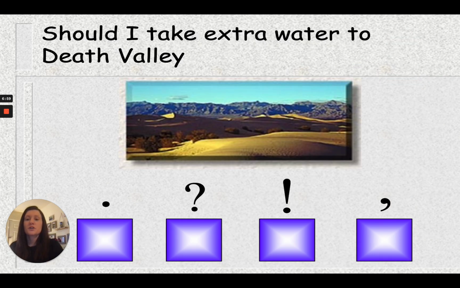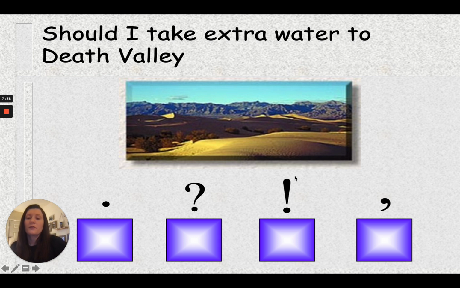All right, let's look at one more here. We have, should I take extra water to Death Valley? Again, we have the comma, and we know we're not going to put a comma at the end of a sentence. We can never end a sentence with a comma. When we read this sentence, should I take extra water to Death Valley? Even just the way that we say it, we can start to see that this is going to be a question kind of sentence.